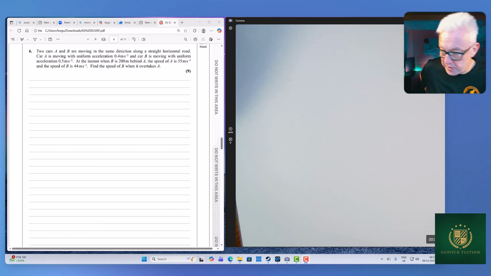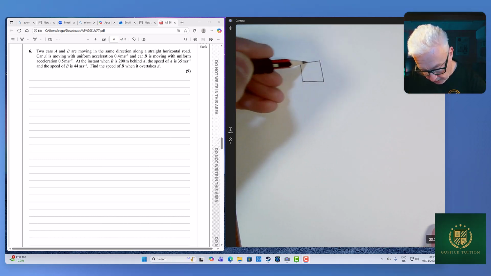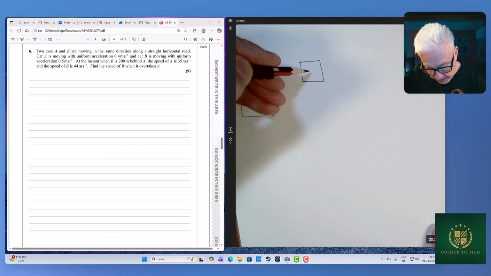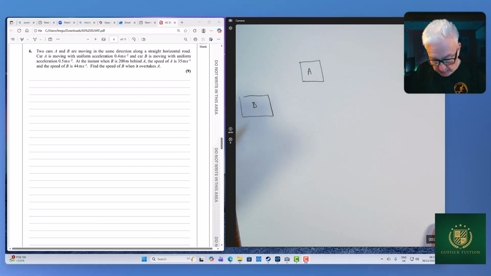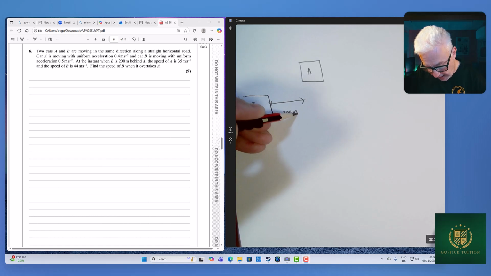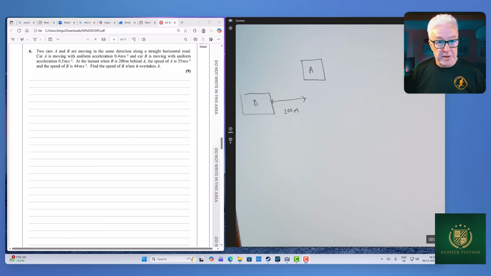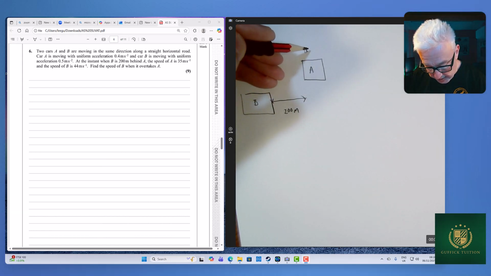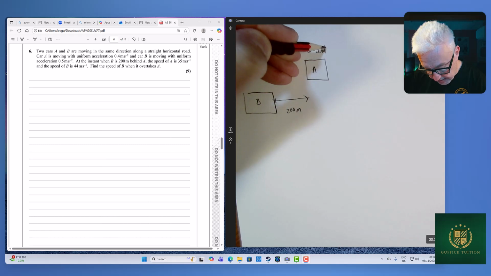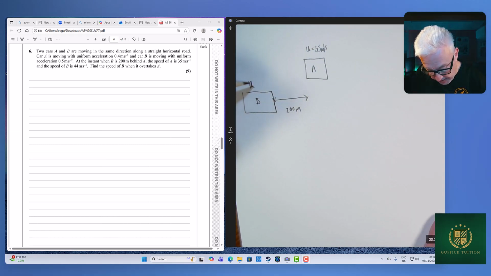Such a complicated idea and it's worth 9 marks. So let's have a little illustration to see what's happening with these two cars. Here is car A and here is car B. Car B is 200 meters behind car A. At the instant when B is 200 meters behind A, the speed of A is 35, so the initial speed is 35 meters per second for A. And the speed of B is 44, so the initial speed for B is 44 meters per second.